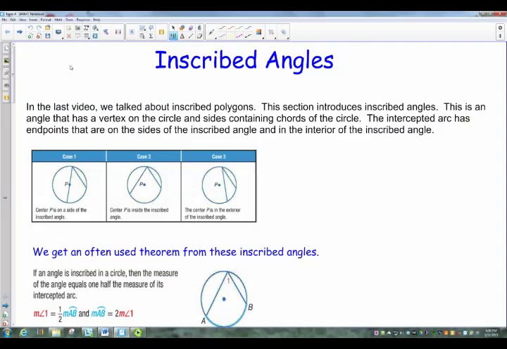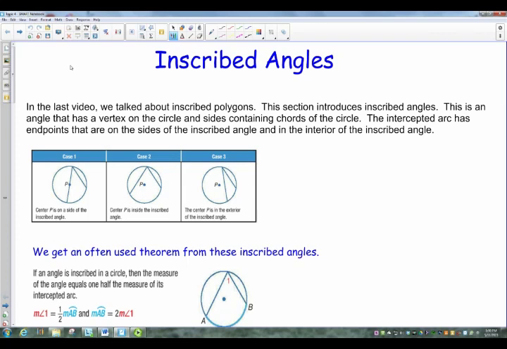Hey class, today we're going to look at inscribed angles in this video. Now in the last video that you looked at, if you're watching these in order, we talked about inscribed polygons. Now remember that's when a polygon has every vertex on the surface or the outside of the circle. Okay, this section is talking about inscribed angles.